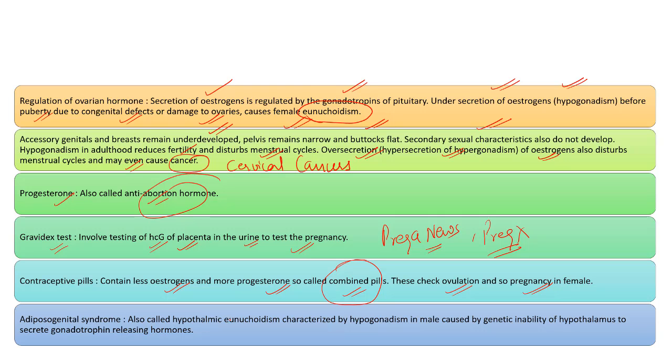Adiposogenital syndrome, also called hypothalamic eunuchoidism, is characterized by hypogonadism in males caused by the genetic inability of the hypothalamus to secrete gonadotropin releasing hormone.